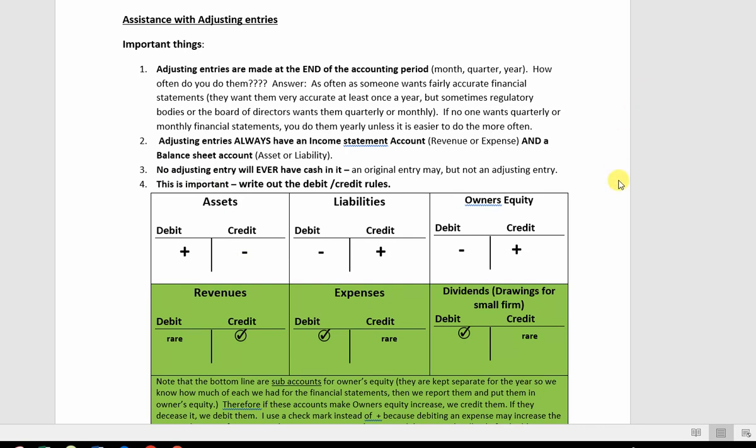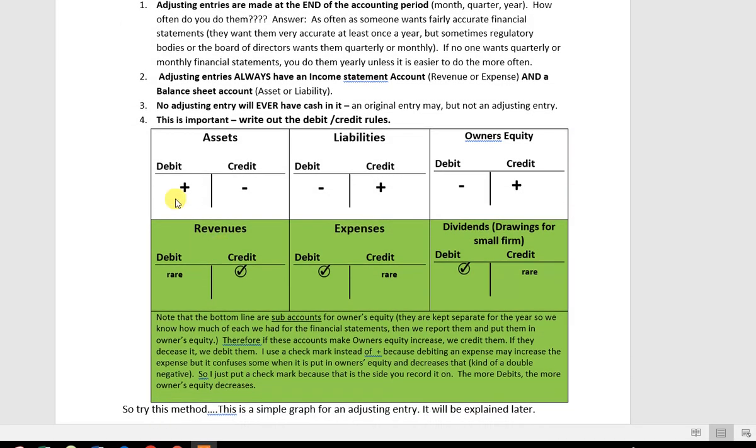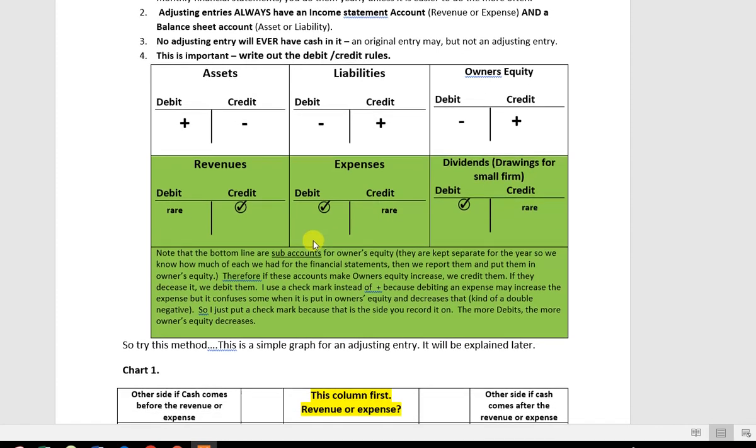Okay, so I just want to remind you of your debit or credit rules. Hopefully you've written these out. Printing out mine really doesn't help you because you need to practice it. So I'd practice writing your own every time. So assets are increased on the debit side. Liabilities and owner's equity are increased on the credit side. Revenues are increased on the credit. Expenses and dividends on the debit.